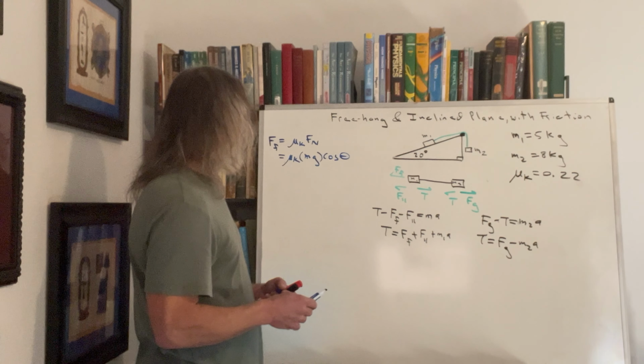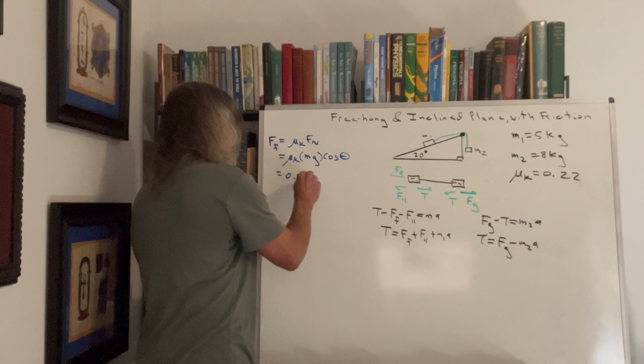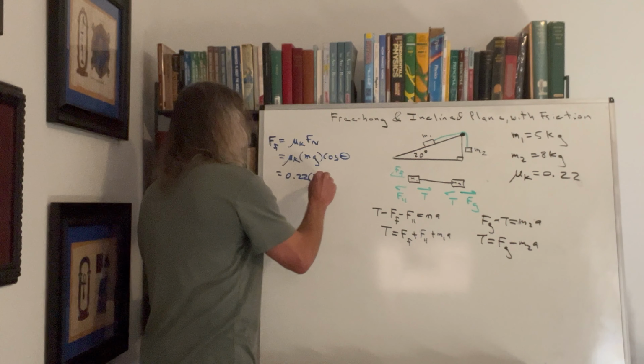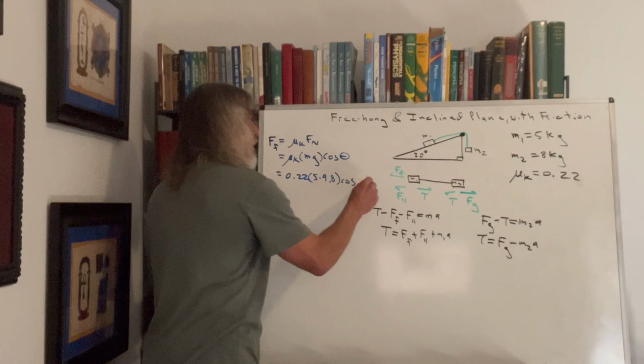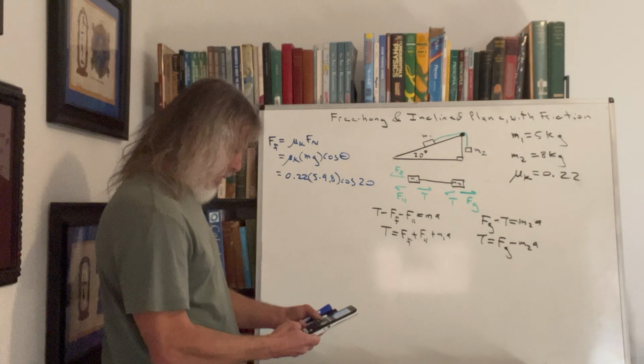Then M1 is 5, so we got the force of friction: 0.22 times 5 times 9.8 times cosine 20, and we get 10.13 Newton.